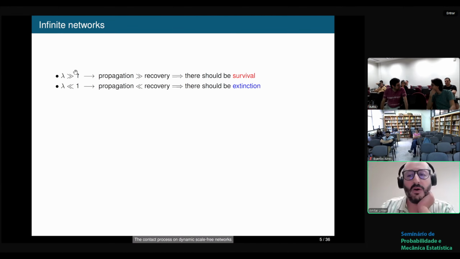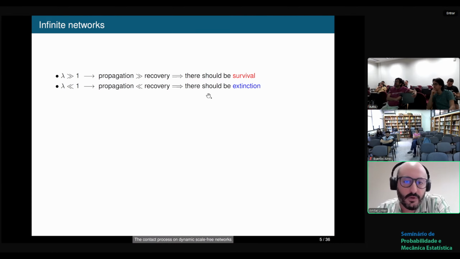Now, if the infection rate is very, very large, much larger than the recovery rate, then the propagation effect is much larger than the recovery, and we expect to see survival of the infection. However, if the infection rate is much smaller than the recovery rate, then of course everyone is recovering much faster than the infection is propagating. There should be an extinction.